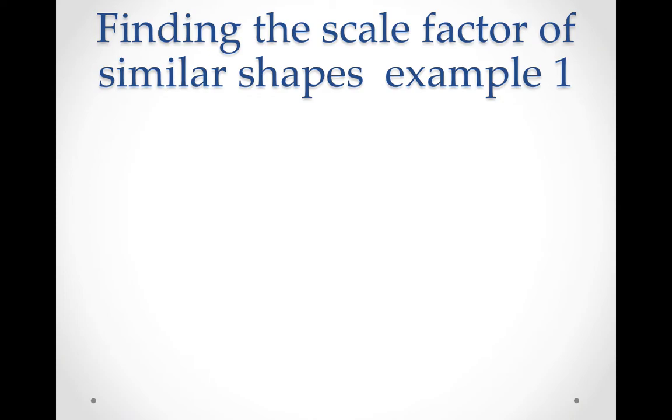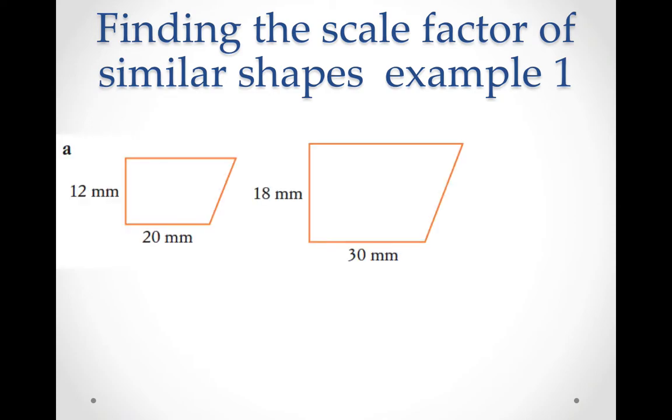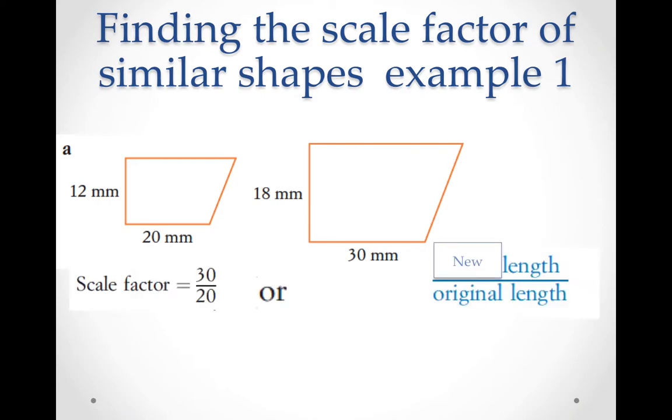When we're finding the scale factor of similar shapes, and make sure you copy this down if you need to pause and do so, in example 1, we've got a shape which has sides already given to you, the lengths and measurements. You then have to work out the scale factor and see if the scale factor is the same for each corresponding side. You could use 18 over 12 or 30 over 20, whichever one you choose, but just make sure that the scale factor is the same for both, whichever order you do. Punch that into your calculator, or you can just do it by mental math.